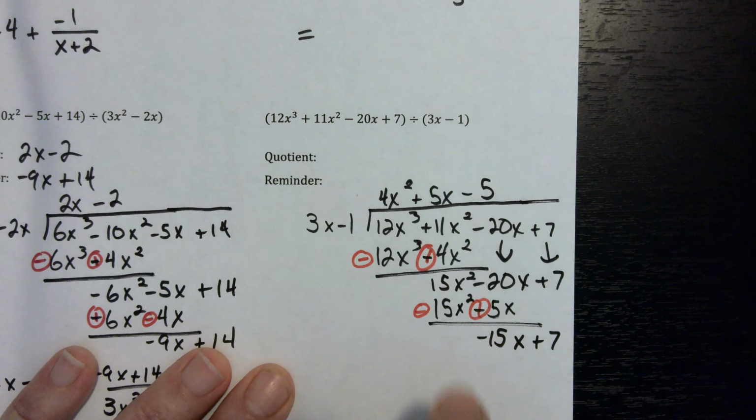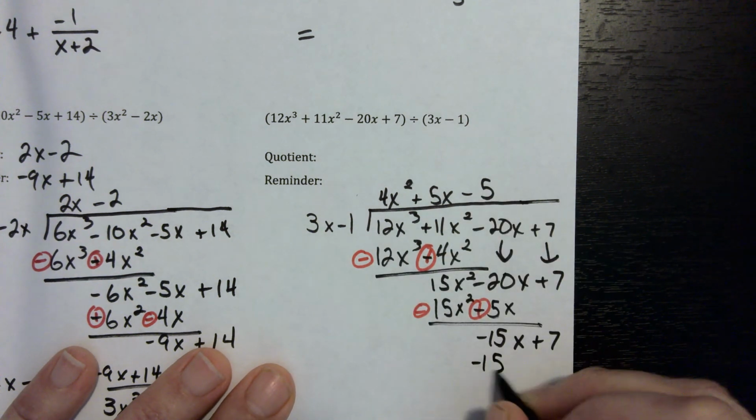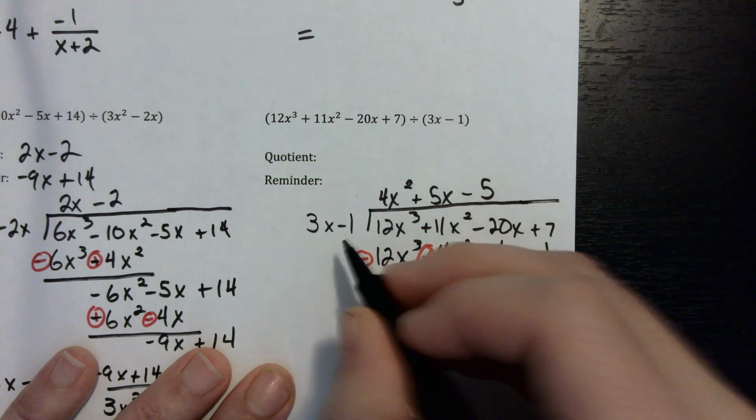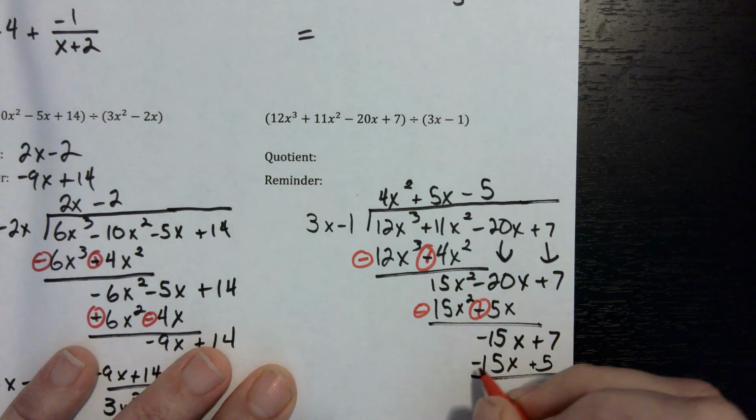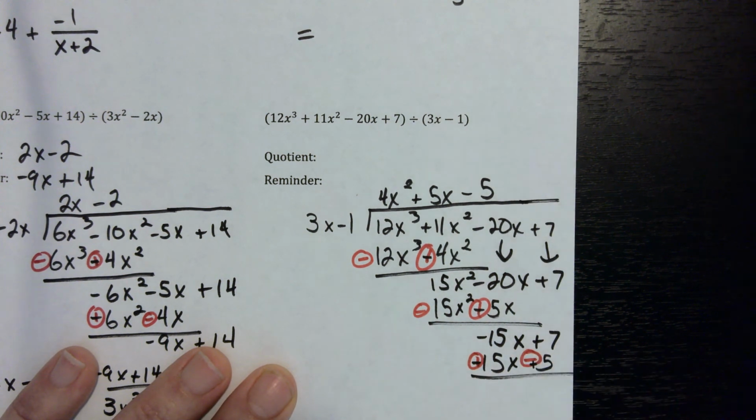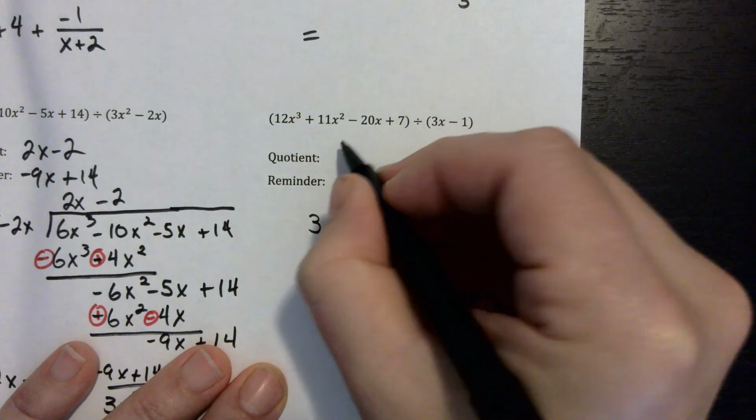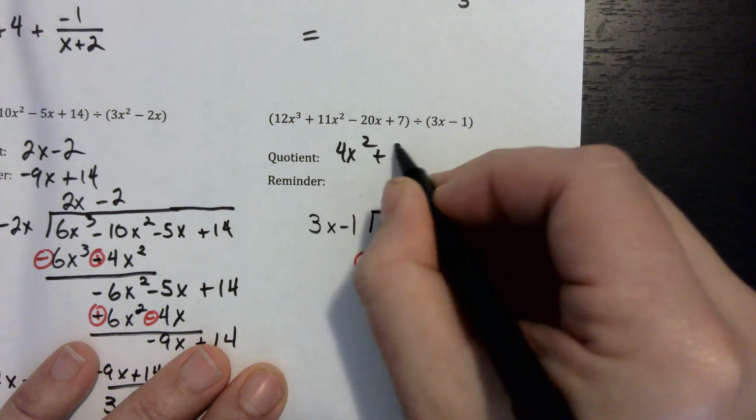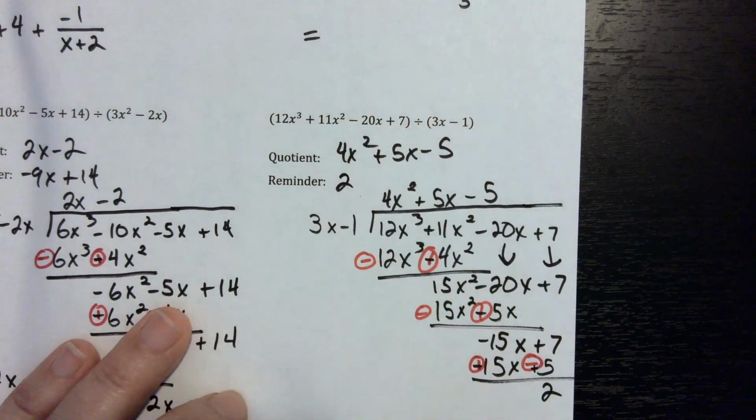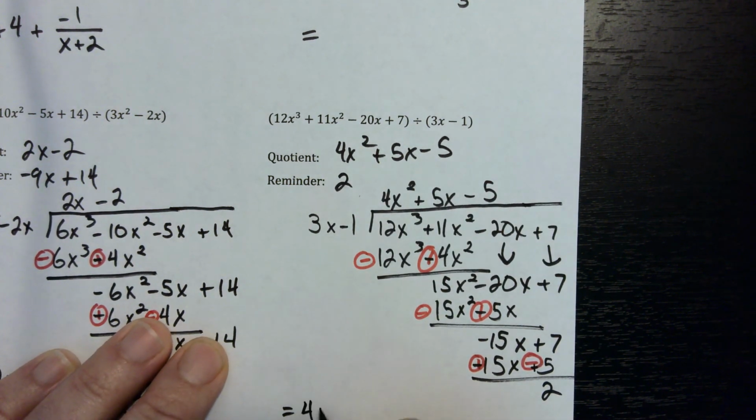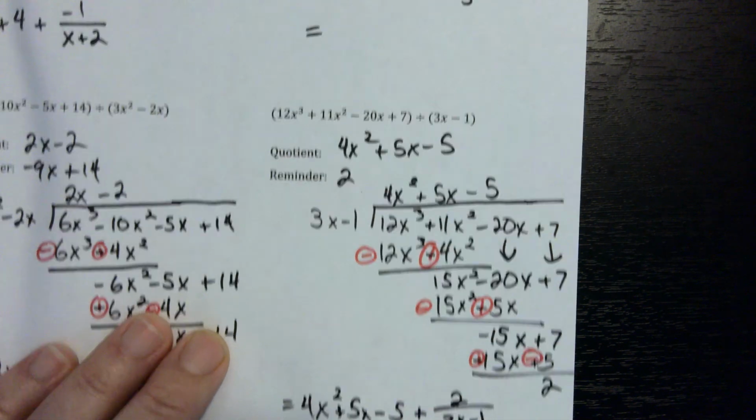That'd be negative 5. Okay, so negative 5 times 3x is negative 15x, and negative 5 times negative 1 is positive 5. Change the sign, plus and minus. Okay, this one goes away, this one becomes a 2, so our quotient is 4x squared plus 5x minus 5, and our remainder is 2. And written in the proper form, it would be equal to 4x squared plus 5x minus 5 plus 2 over 3x minus 1.